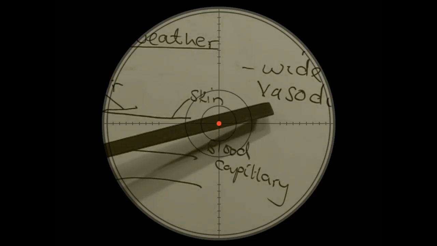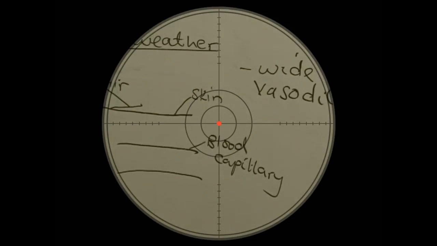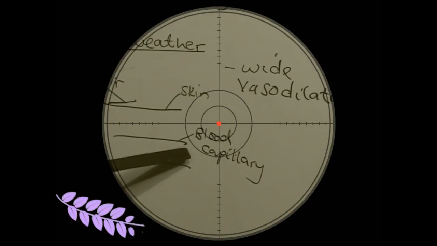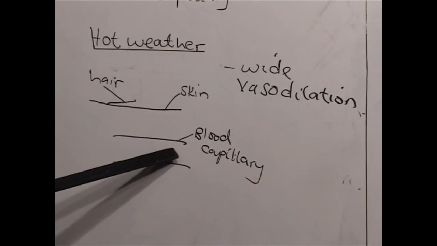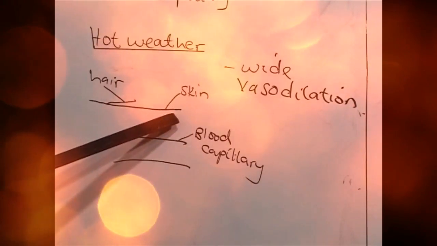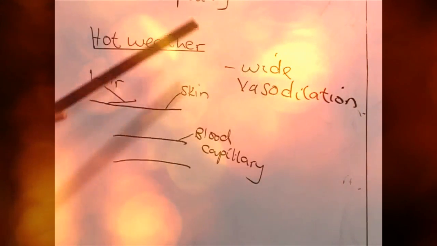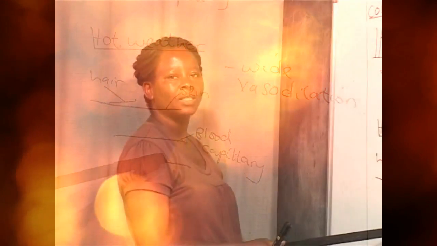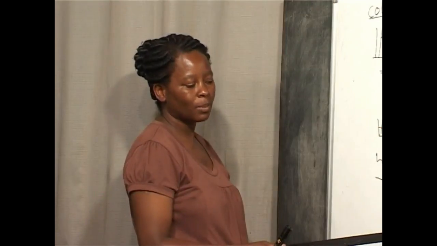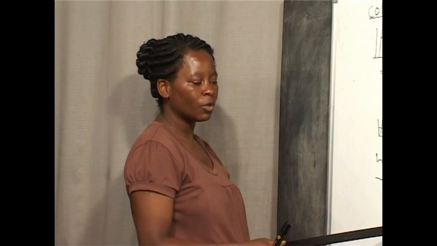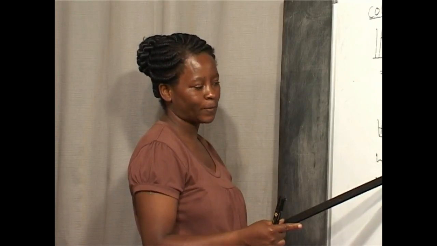So when vasodilation takes place, you find that more blood now can flow through the blood capillaries. When more blood flows through the blood capillaries, more heat can be lost from your body. So in this case, instead of the temperature being abnormally high, you find it reducing so that it is maintained at 37 degrees Celsius, which is the average normal body temperature, for example, of a human being. So don't forget, vasodilation causes more blood to flow through the capillaries so that heat can be lost from your body when it is hot.